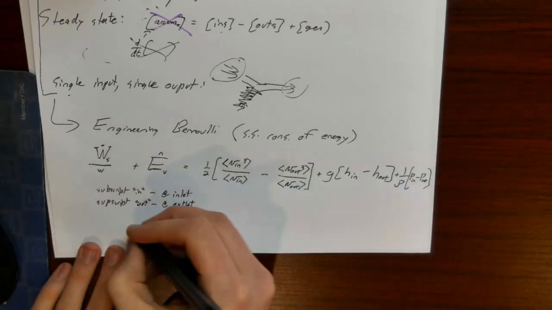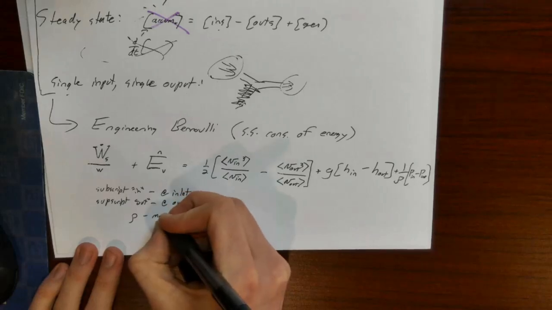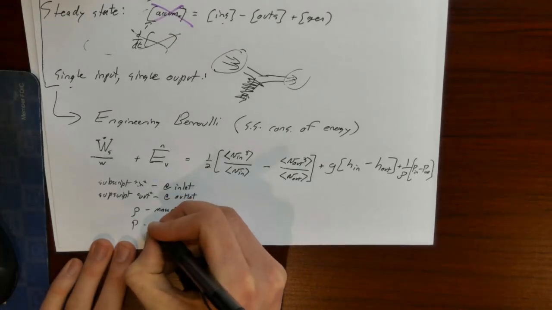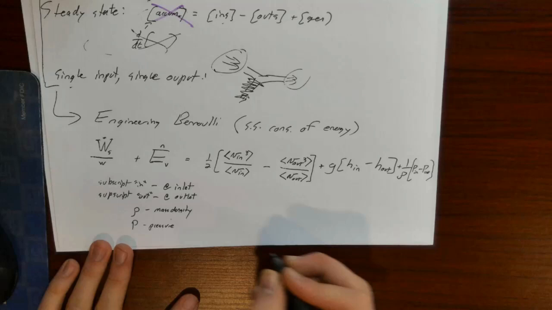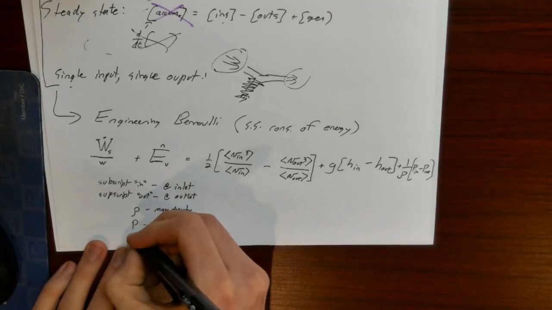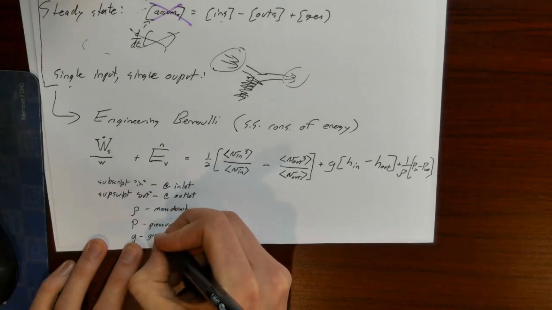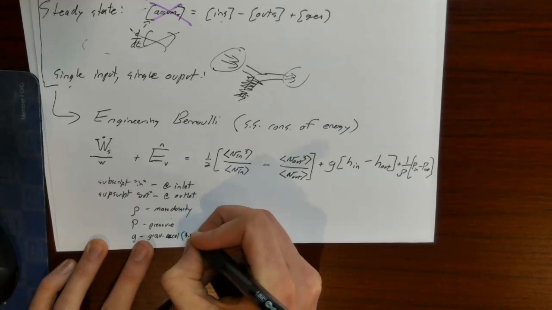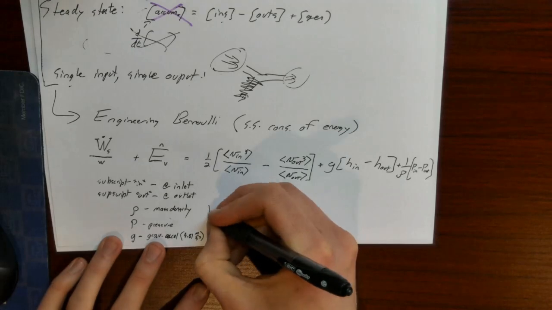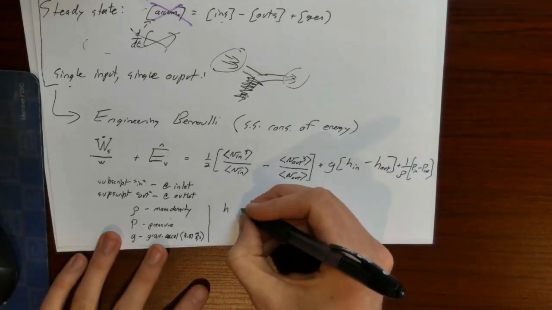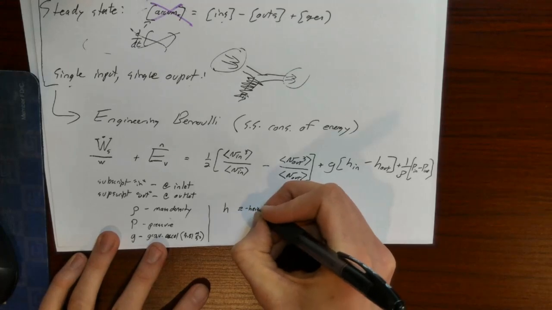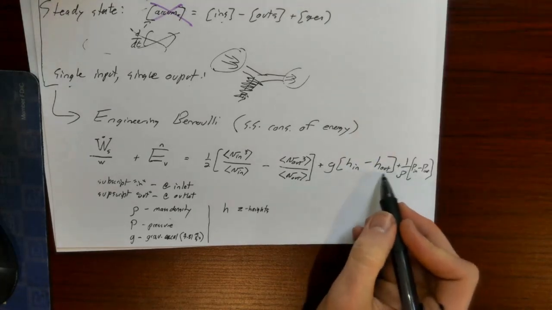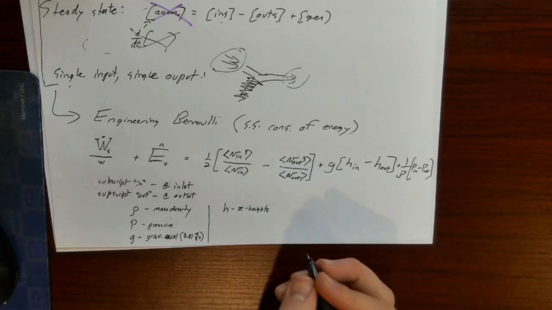Let's define all the easy stuff first. Rho is, of course, the mass density of the fluids. P is pressure, in this case pressure at the inlet or pressure at the outlet. g is the gravitational acceleration, so 9.81 meters per second squared. The h's are the Z heights, so in a sense this is the potential energy term right here.